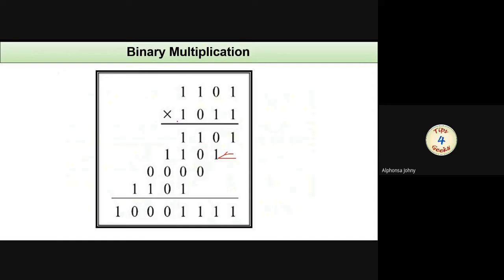Next, the last bit in the multiplier is 1. So we multiply by this one, and we start writing from this location. 1, then 1 into 0 is 0, 1 into 1 is 1, 1 into 1 is 1. So these are the partial products. Next we need to add these partial products, performing binary addition over these numbers.